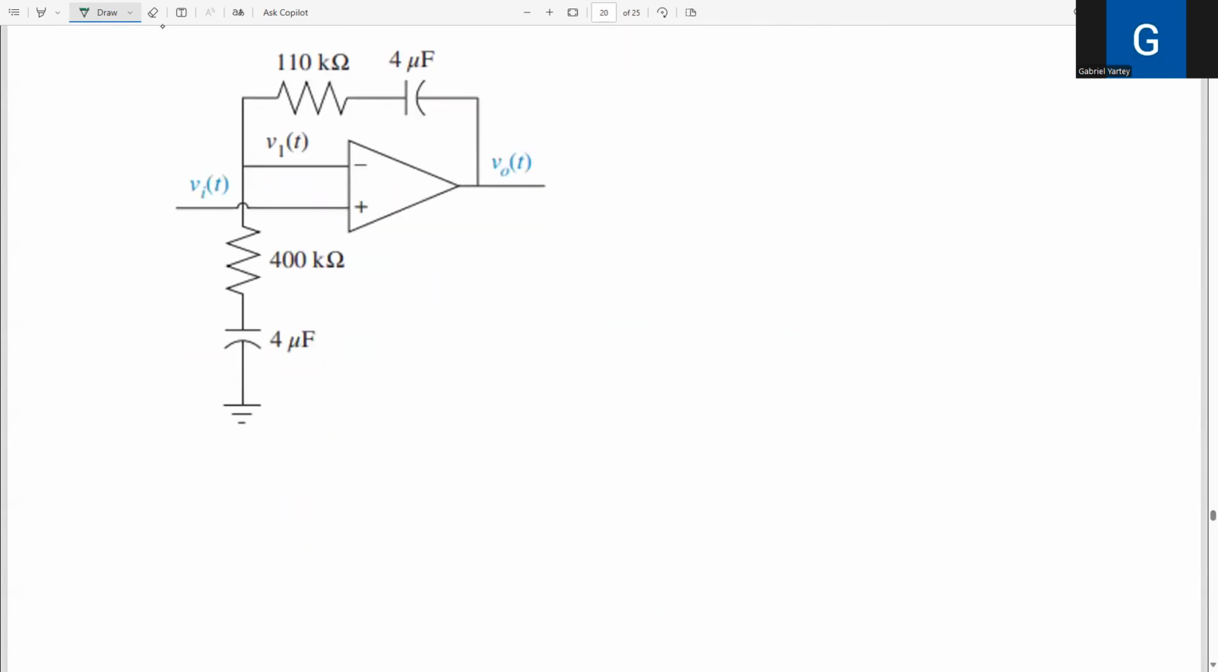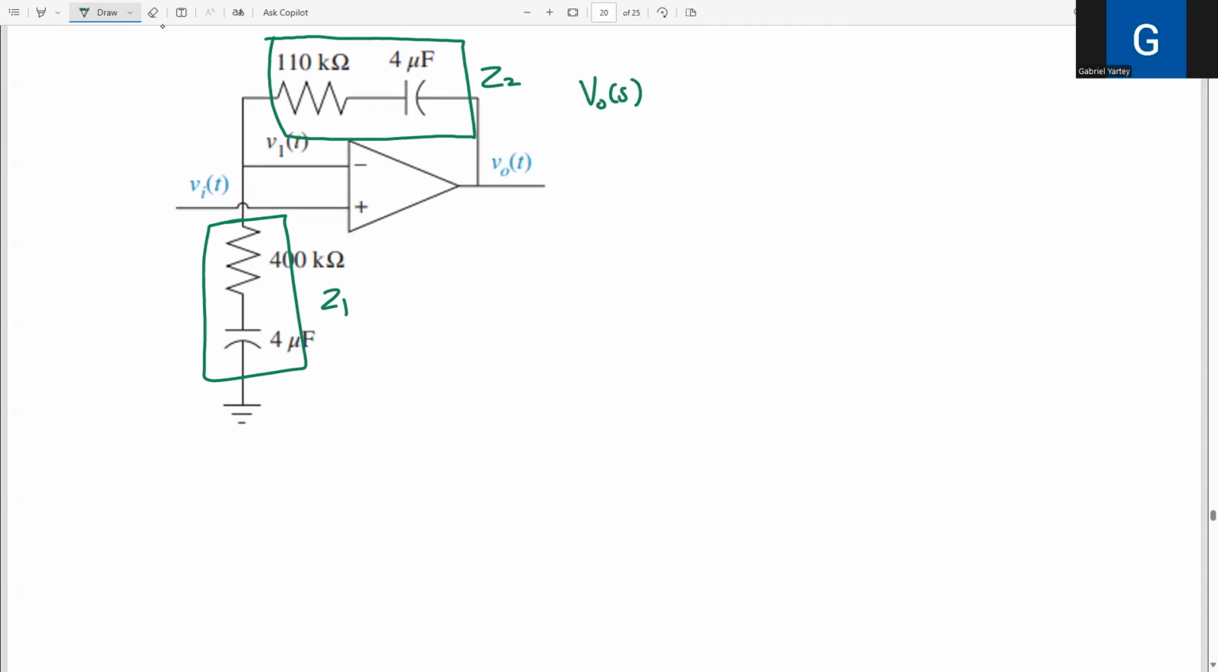This is a non-inverting amplifier. It's evident because the input voltage is being applied to the positive terminal of the op-amp. Now, if you've not seen it yet, this right here is our Z2, and this right here is our Z1. So the transfer function of a non-inverting op-amp is going to be like what we said, 1 plus Z2 over Z1.